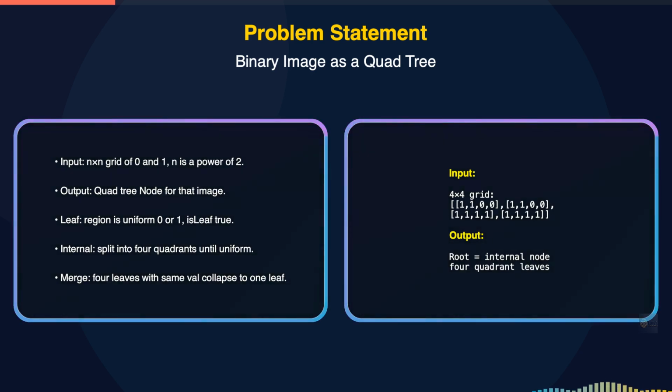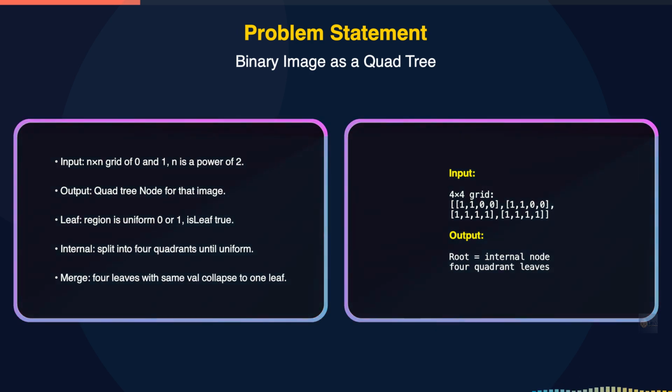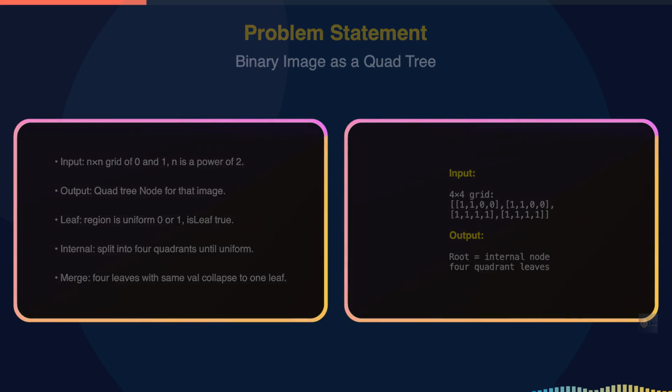A leaf has isLeaf true, and val matches that region, 0 or 1. An internal node has isLeaf false. If every cell in the current block matches, we stop splitting and compress that whole block into a single leaf.